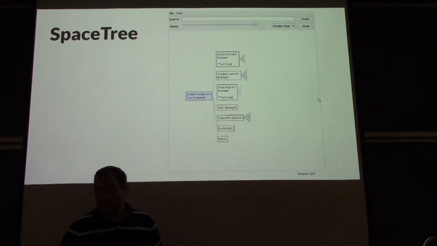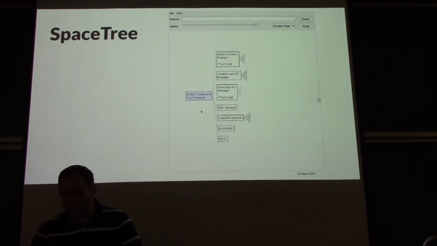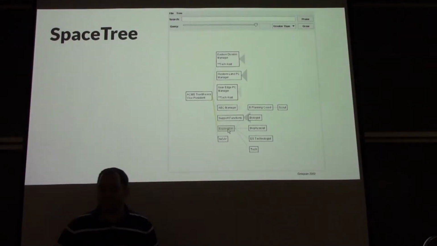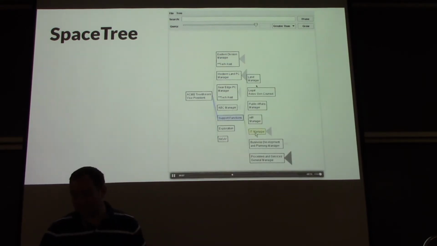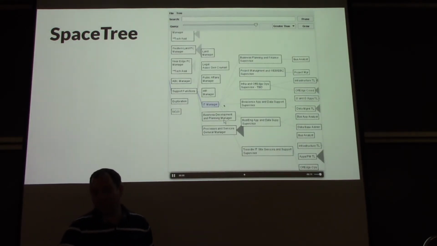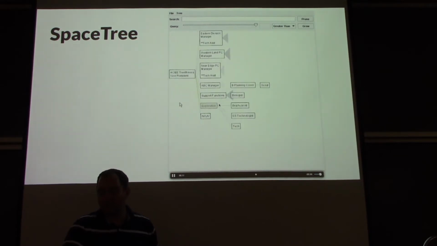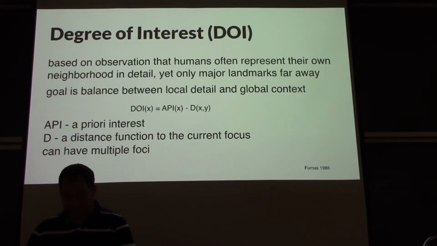And so here is an example in the space tree, which is a historical visualization technique. So we have focus elements, and then we provide context. We indicate that there are more elements, and we can elide them here and show these additional elements.